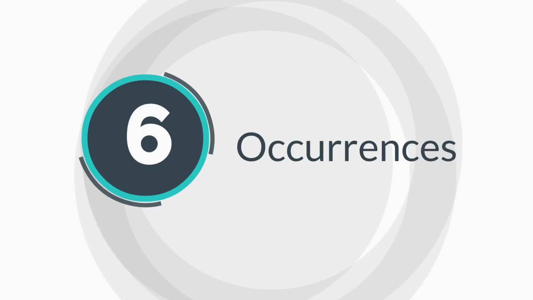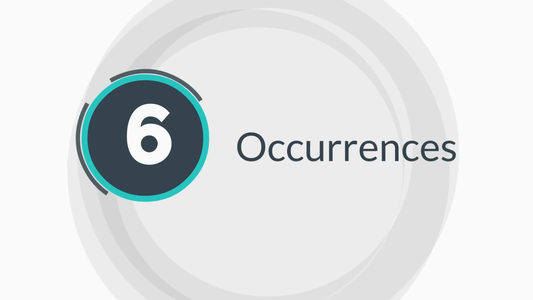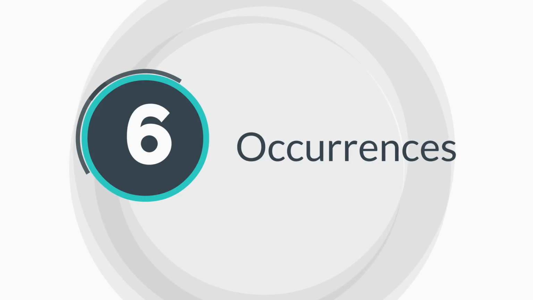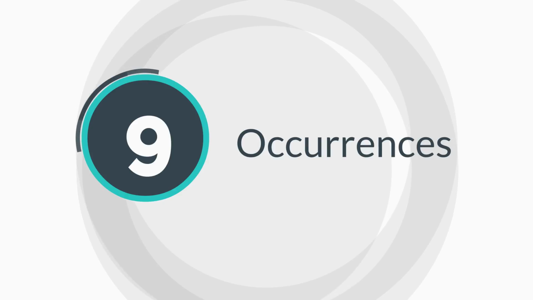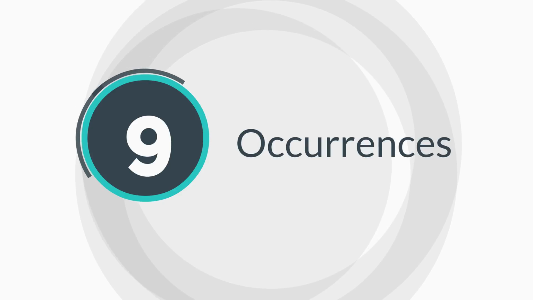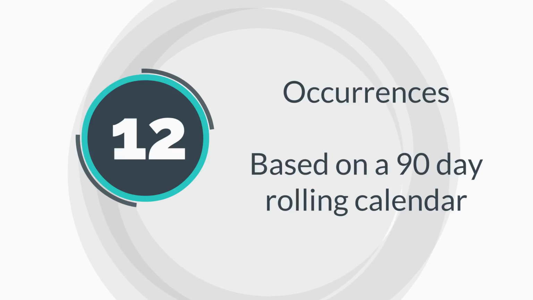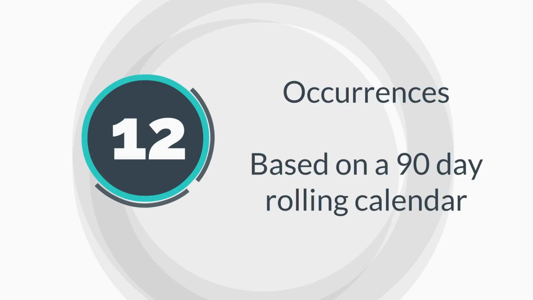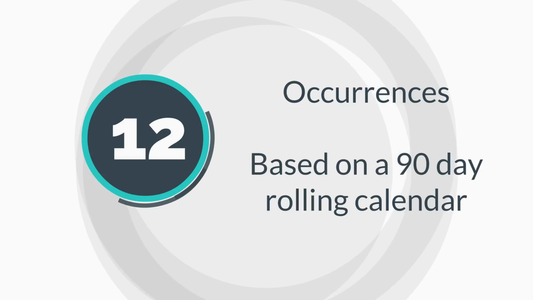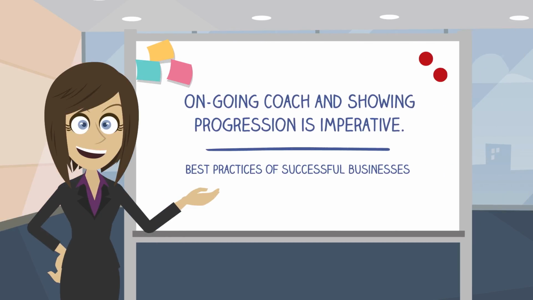At 6 points, or 6 occurrences, the level of action to be taken is a written warning using the corrective action form. At 9 points, or 9 occurrences, the level of action to be taken is a final written warning using the corrective action form. At 12 occurrences, or 12 points, the level of action to be taken is termination using the corrective action form.